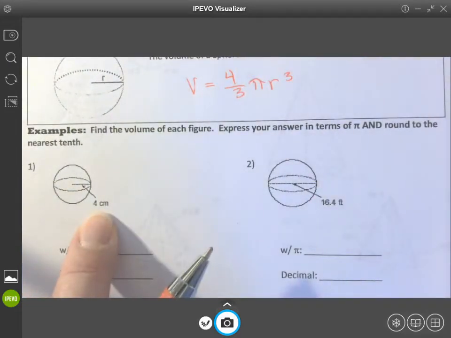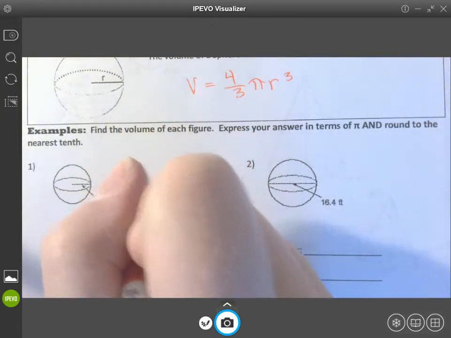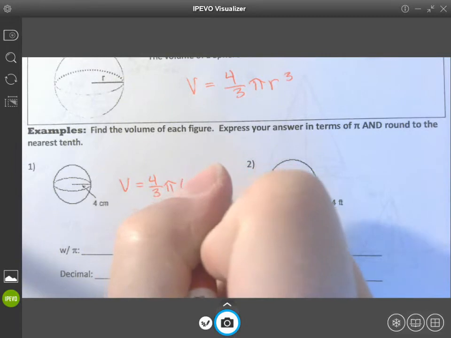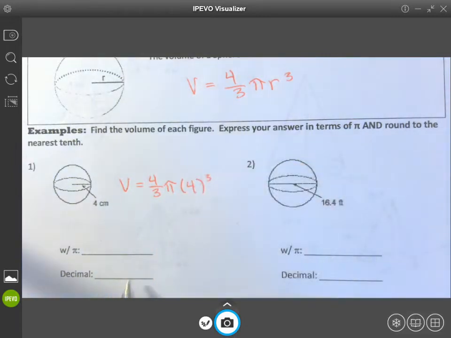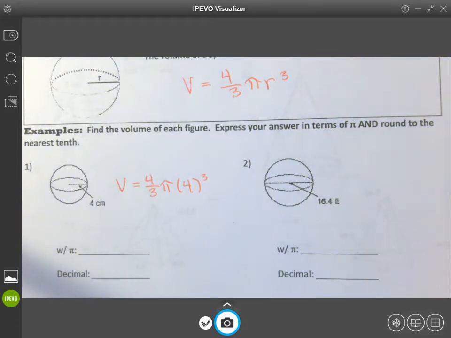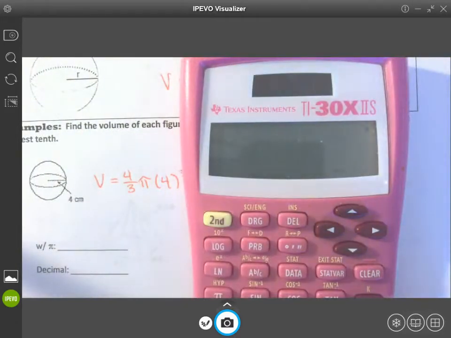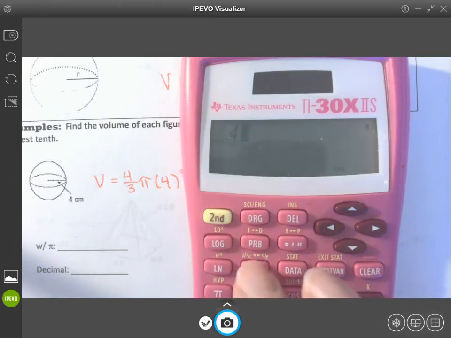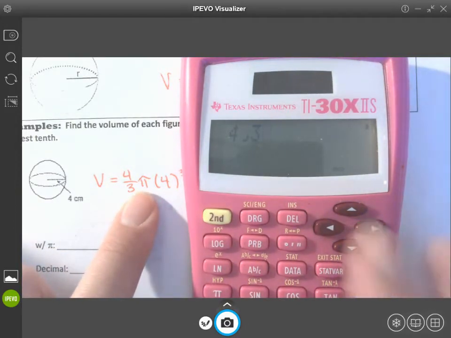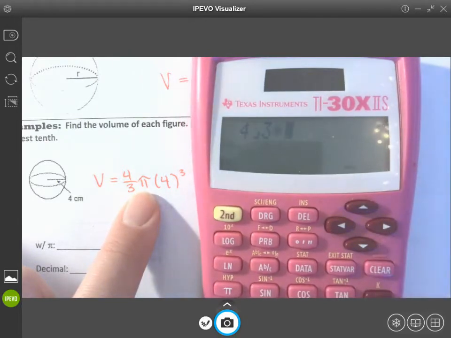So they gave me the radius. So here's my formula, 4/3 pi times 4 to the third. Now, if we want that exact answer, you're going to leave pi out of the calculator. So grab your calculator, which you should have out. Type in 4/3, pi is being skipped. So 4/3 and then times 4 to the third.